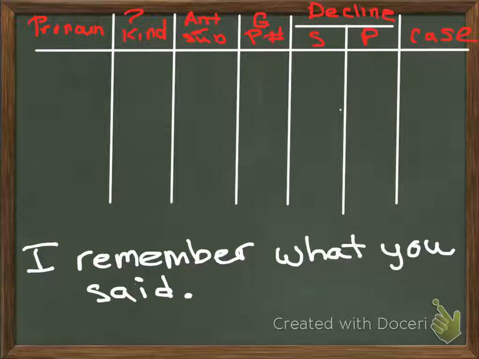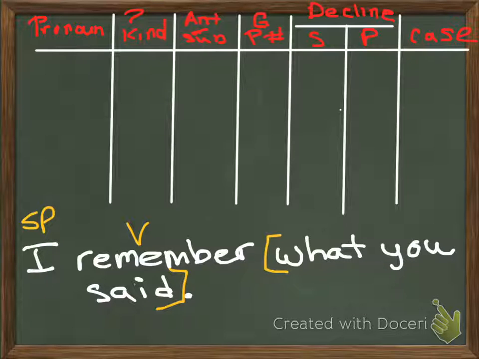Let's use this sentence: I remember what you said. Let's go ahead and classify this. I remember what you said. Who remembers what you said? I. Subject pronoun. What is being said about I? I remember. Verb. Remember what? Oh, I remember what you said.